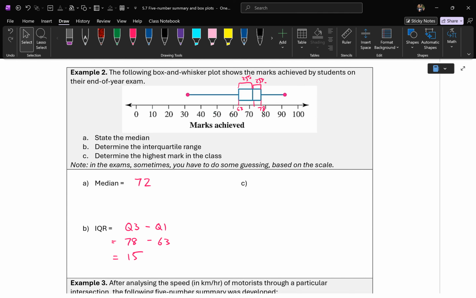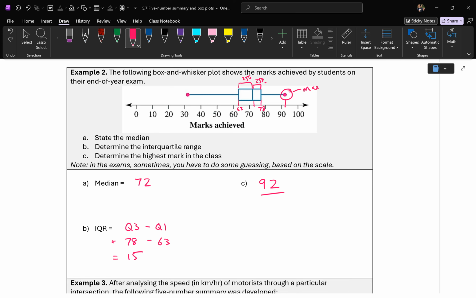Okay? Last one, C, determine the highest mark in the class. Clearly, the highest mark is this value, the max, and it looks like it's roughly about 91, 92, somewhere there. And that's the interpretation of your 5-number summary. The 5-number summary is the minimum, the smallest number, Q1, Q2, Q3, so the quartiles, and then the maximum. Q1, Q2, Q3 is some of the most important data because it tells you about 50% of the population.